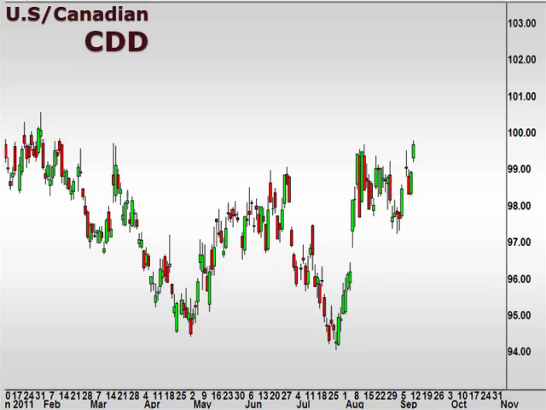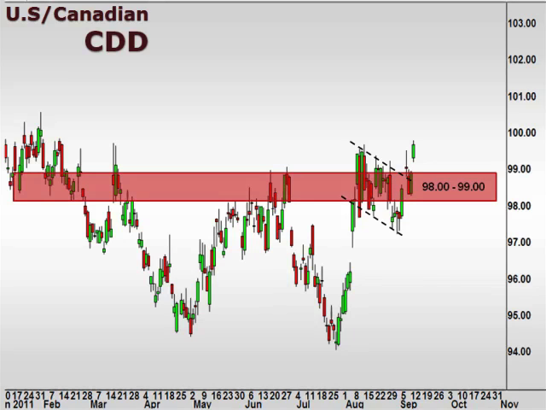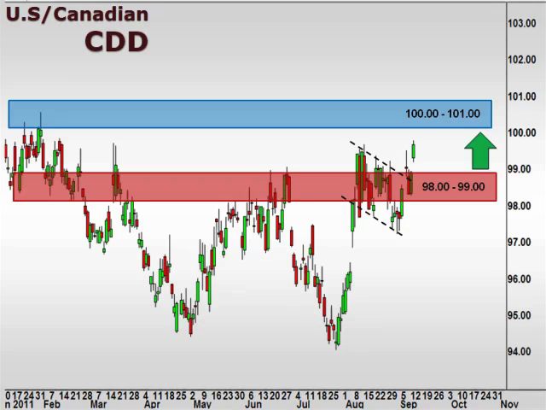Next up, the CDD, the US versus the Canadian dollar. We can see here that the CDD broke out of the bull flag that we identified last week. Support actually sits down at the 98.99 level. However, we are cautious of an overhead resistance that's sitting at the 100-101 level that is likely to act as the near-term target.